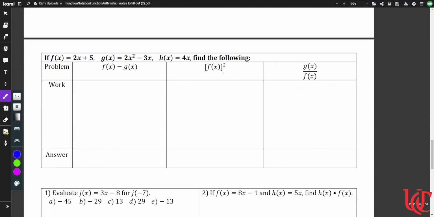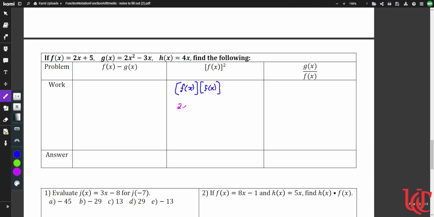So if I have f of x squared, this is the same thing as f of x, and that squared is attached to the brackets, and there's 2 of them. We're going to use that. It is easiest to do that. Don't distribute that squared with it. And then replace with your 2x plus 5.